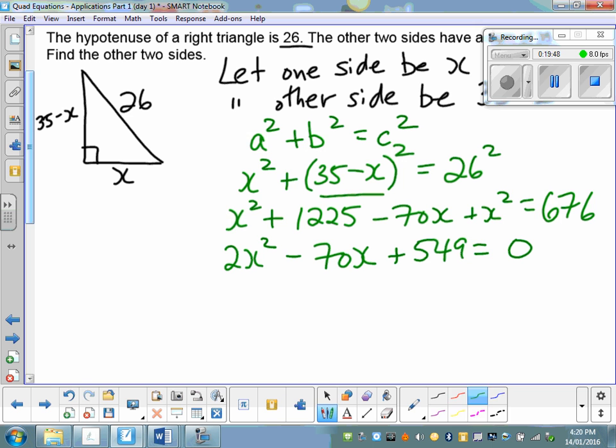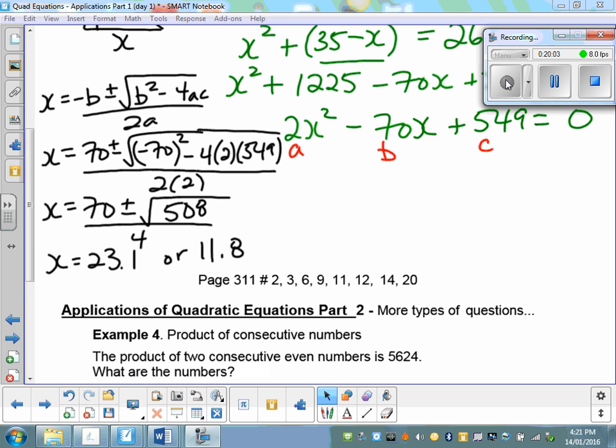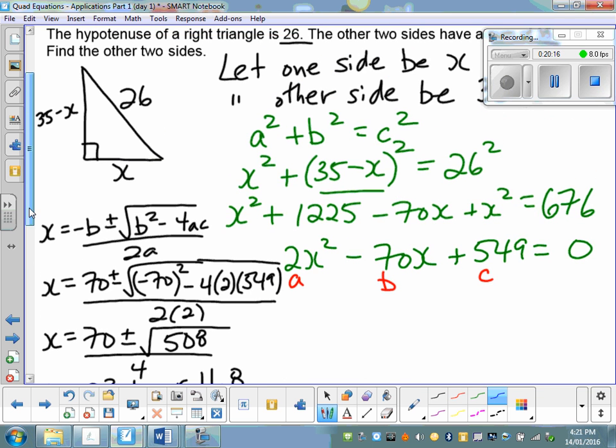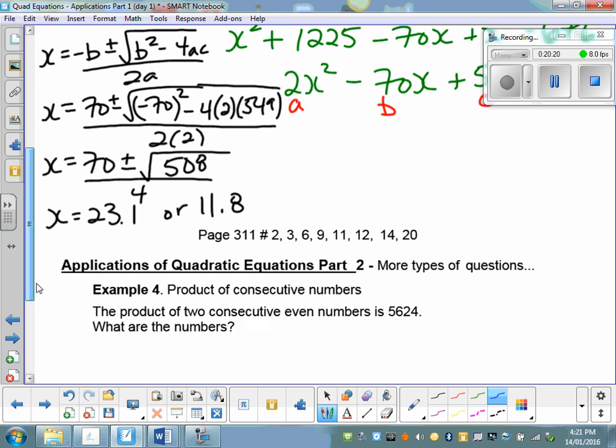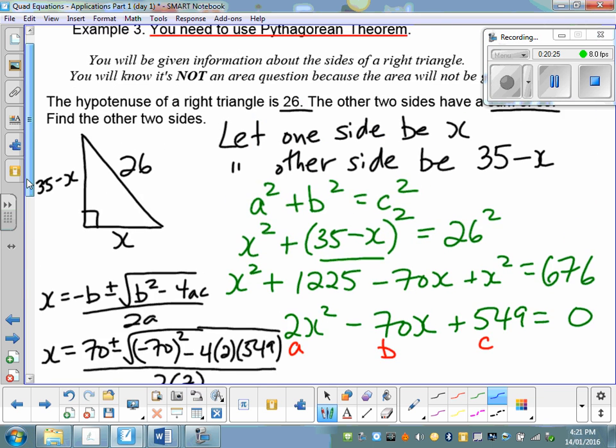All right, there's no common factor we can take out of here, so we're going to use 2 as our A, negative 70 as our B, and 549 is our C, and we'll use the quadratic formula. All right, so we get down to the end here, we get two possible answers, 23.1 and 11.8. And in this case, we're trying to find those two sides, and whether you use x as 23.1 or 11.8, those are the two numbers you get for the other two sides.